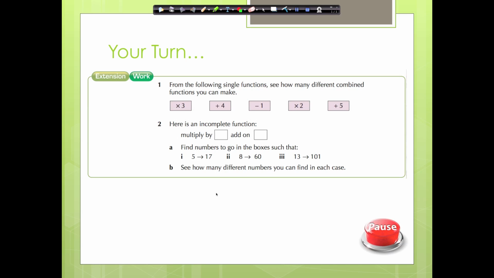So that's more than one rule. And then they've given you an incomplete function, and you need to find the numbers to go in the boxes when the input is 5, output is 17. So here, input is 5, output is 17. Okay, so what do we multiply by, and then what do we have to add on? And then you do the same thing for 8 and 60, and then for 13 and 101. And then the last part is to see how many different numbers you can find in each case. So how many different inputs and outputs you can find.